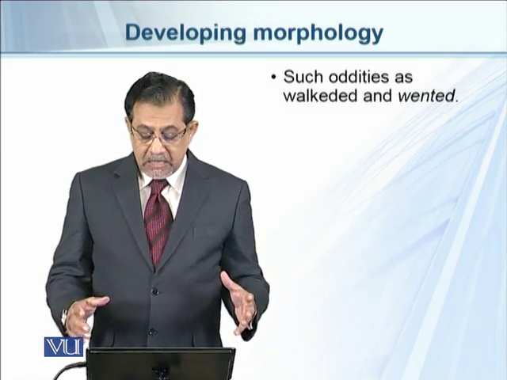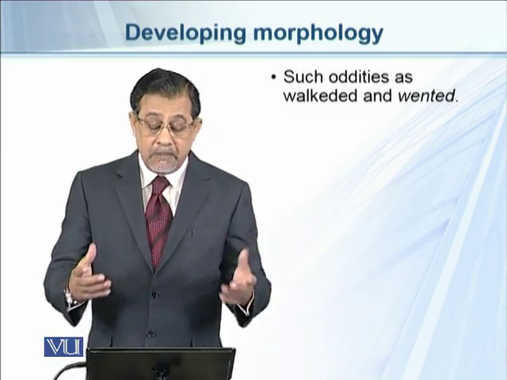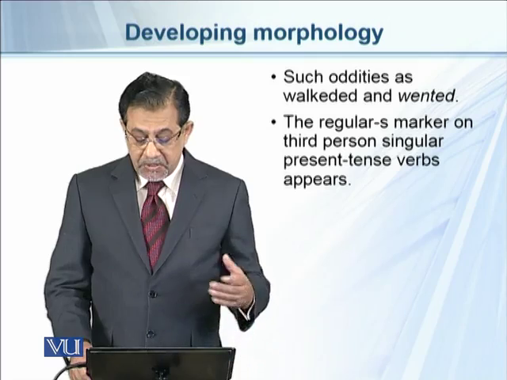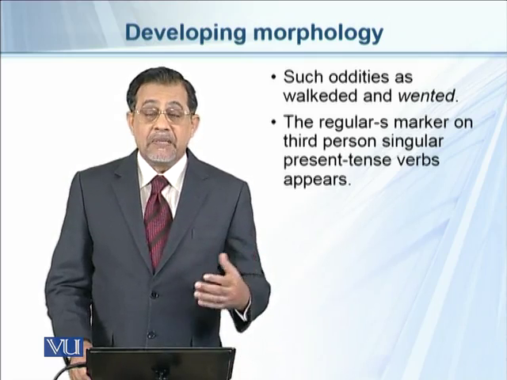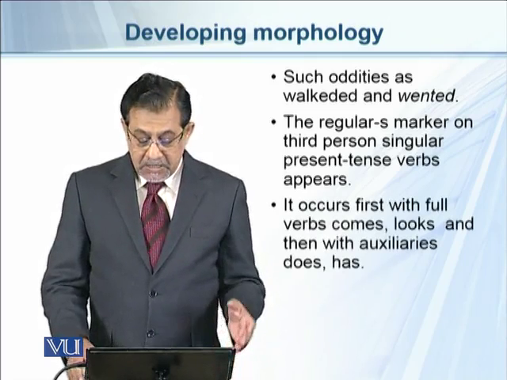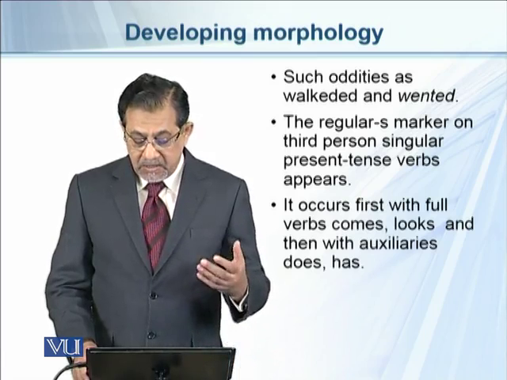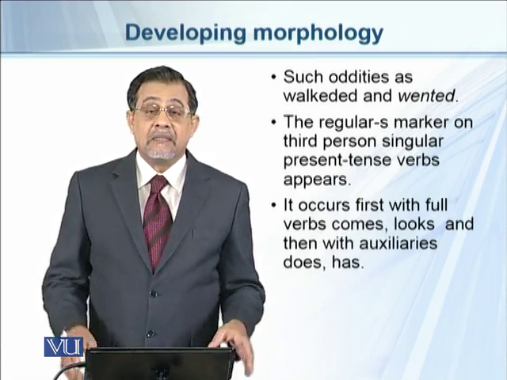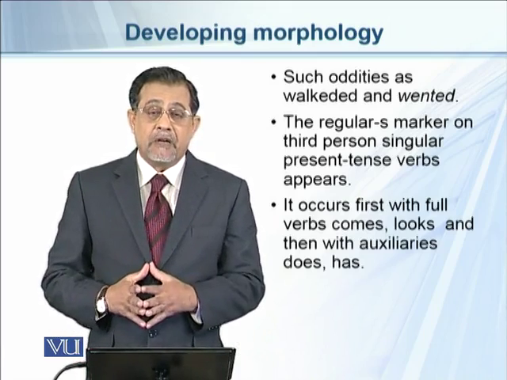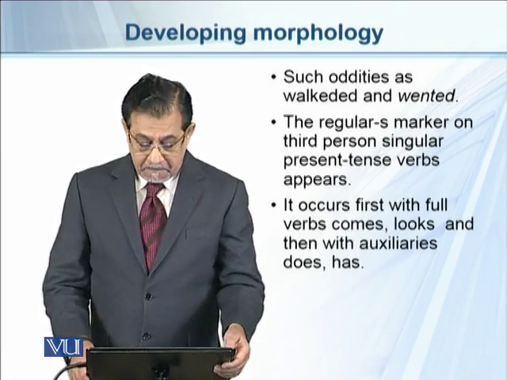Such oddities as walketed and wanted are also found among children. The regular s marker on third person singular present tense verbs appears at this stage after the ed form. It occurs first with full verbs like comes, looks, and then with auxiliaries does and has. So this third person s comes first with the lexical verbs and then with the helping verbs.